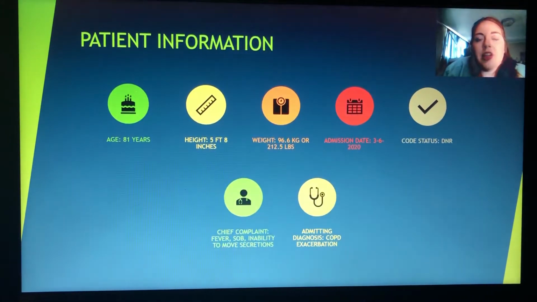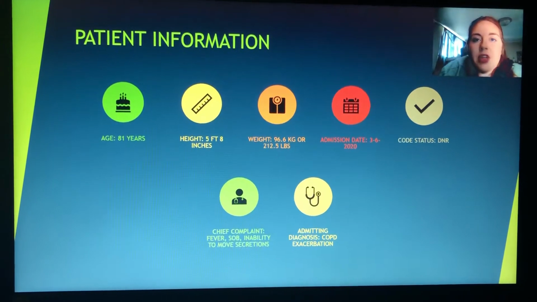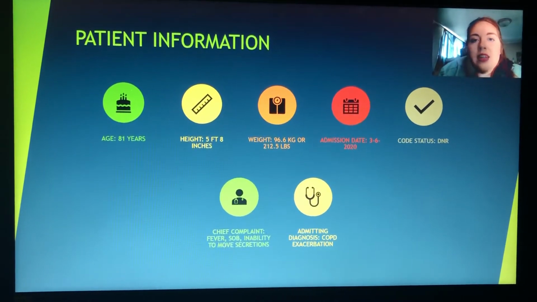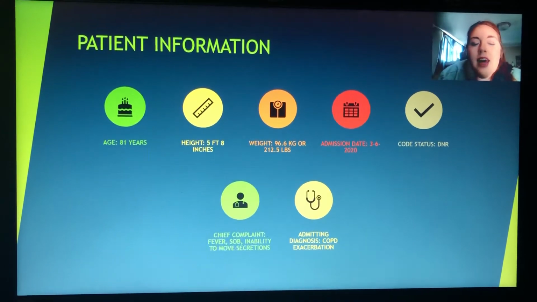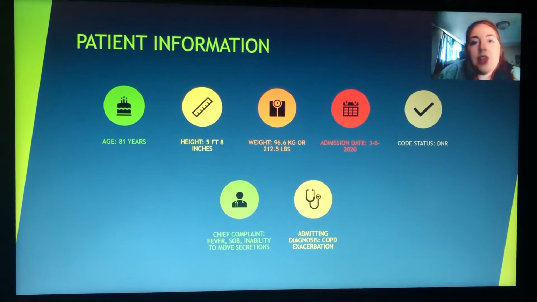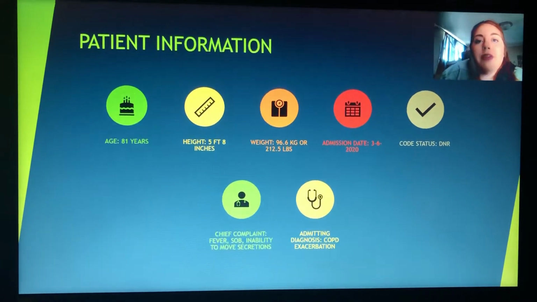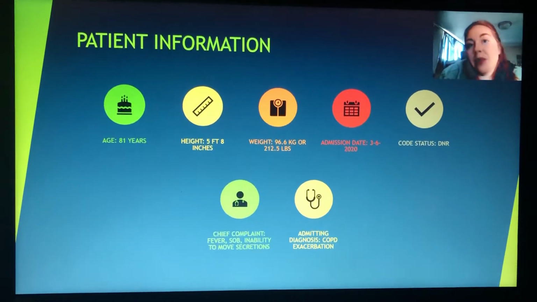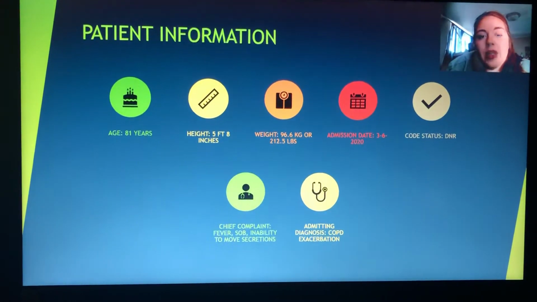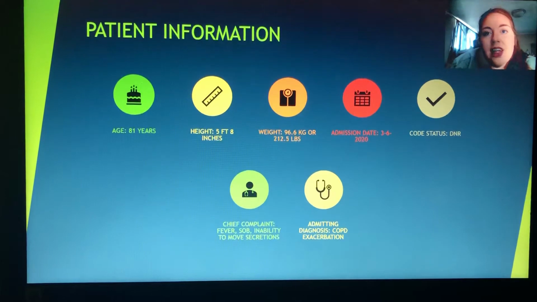I took a look at my patient information. This was all found in the patient's chart. This was a male patient, 81 years old. This patient was 5 foot 8 inches tall, 96.6 kilograms, which converts to 212.5 pounds. This patient was admitted to the hospital facility on March 6th of 2020 with a do not resuscitate code.